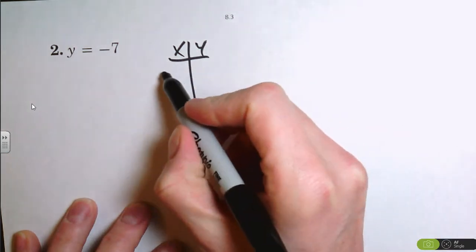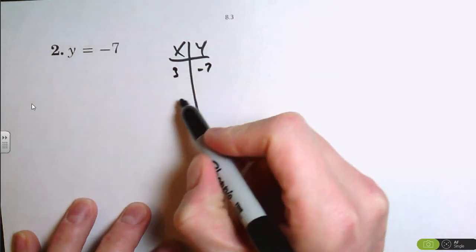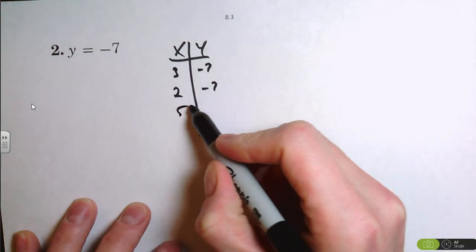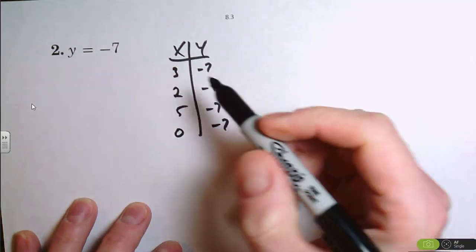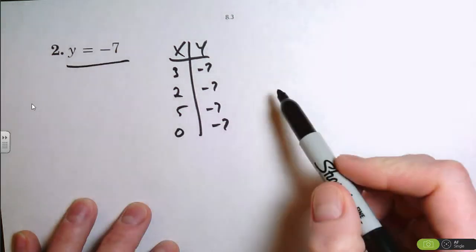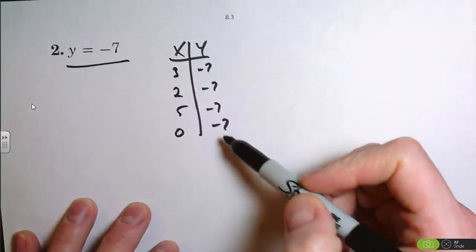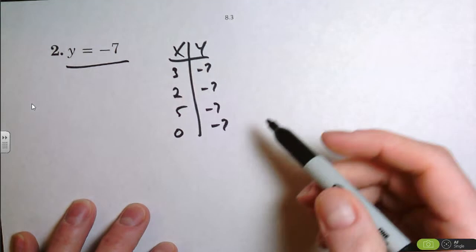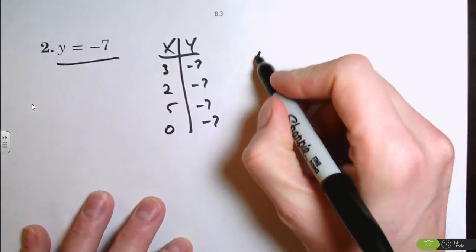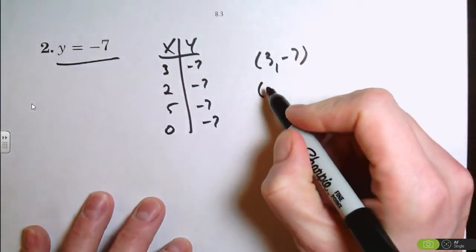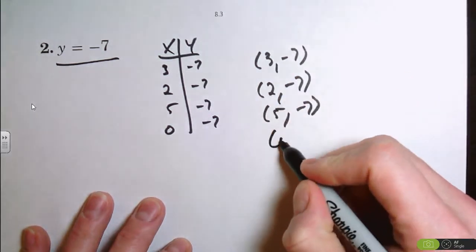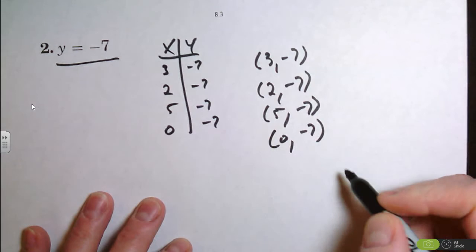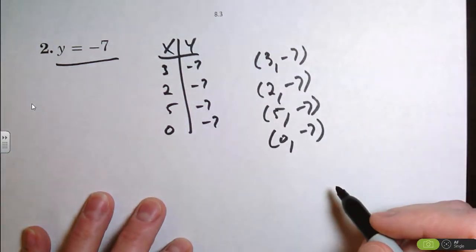What that means is, no matter what you plug in for X, you get back negative 7 for Y, because that's the only stipulation: Y must be negative 7. So it's negative 7 for all of them. Whatever X values you want, that's it. Now as ordered pairs then, 3, negative 7; 2, negative 7; 5, negative 7; 0, negative 7. There are our 4 solutions.